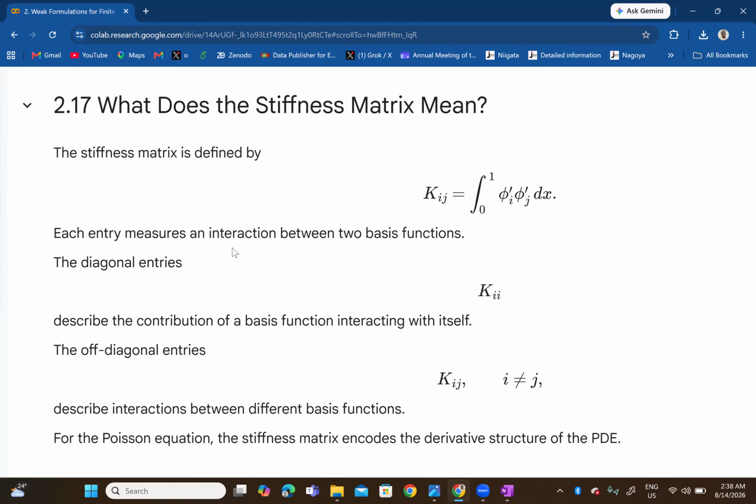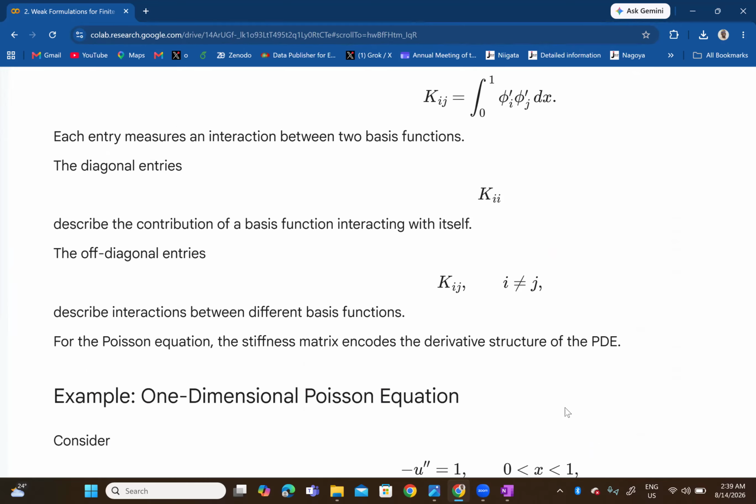So each entry measures an interaction between two basis functions. The diagonal entries k sub ii describe the contribution of a basis function interacting with itself. Then the off-diagonal entries k sub ij, where i is not equal to j, describe interactions between different basis functions. So for the Poisson equation, the stiffness matrix encodes the derivative structure of the partial differential equation.